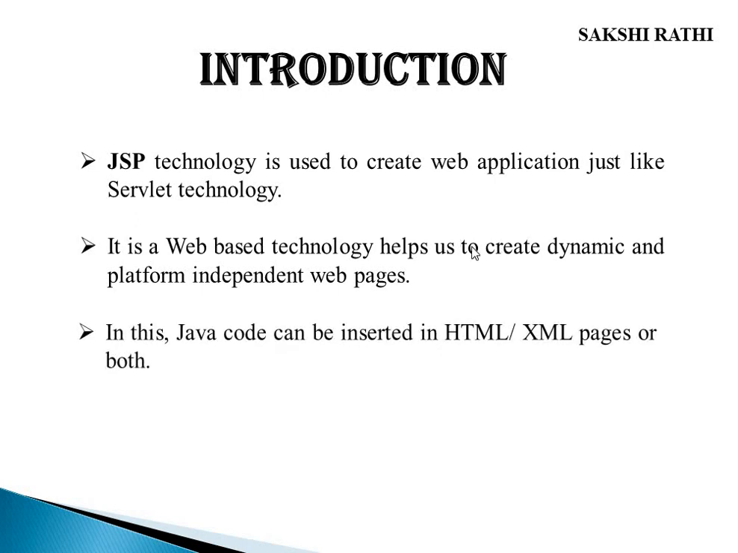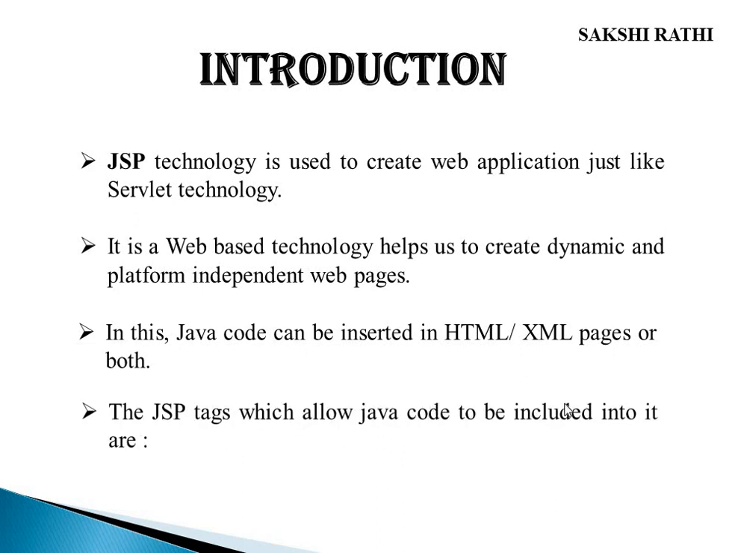And how can you do this? We have to do this by embedding the Java code into our HTML pages, or we can use that in XML pages as well. The JSP tags that allow the Java code to be embedded into the HTML pages are this one. So we use this symbol, and then here we can write any Java code that we want to embed in the HTML pages, and then we end the Java code by using this symbol. In this way we can embed the Java code into our HTML pages and make those pages more dynamic.